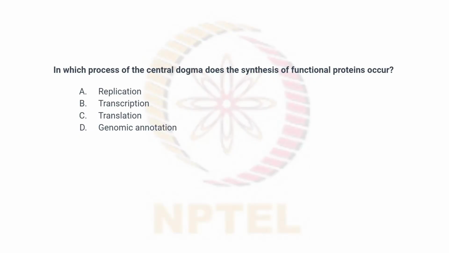Okay, here I have one more question, which asks: in which process of the central dogma does the synthesis of functional protein occur?